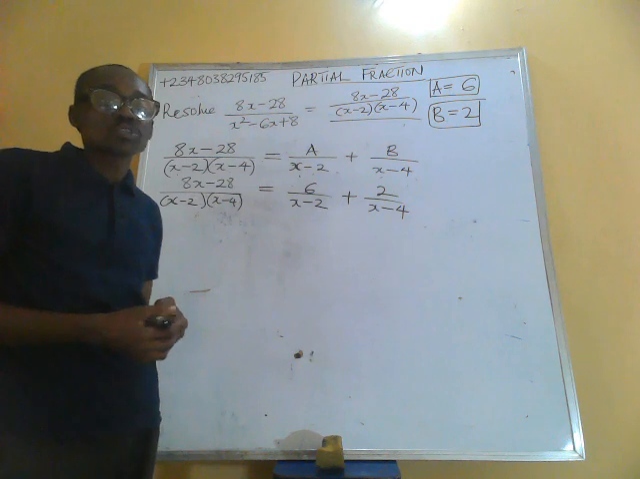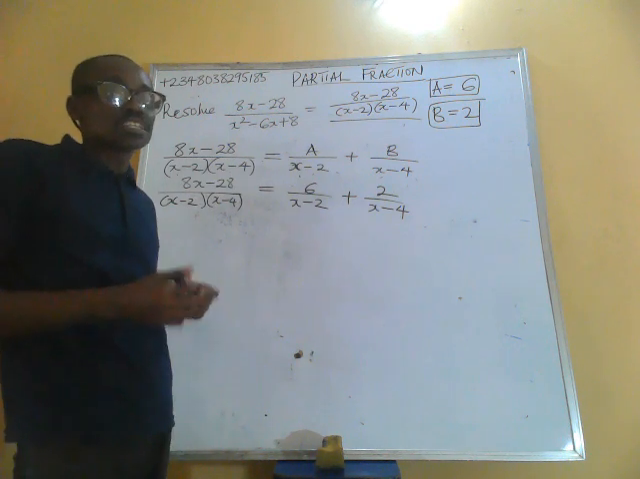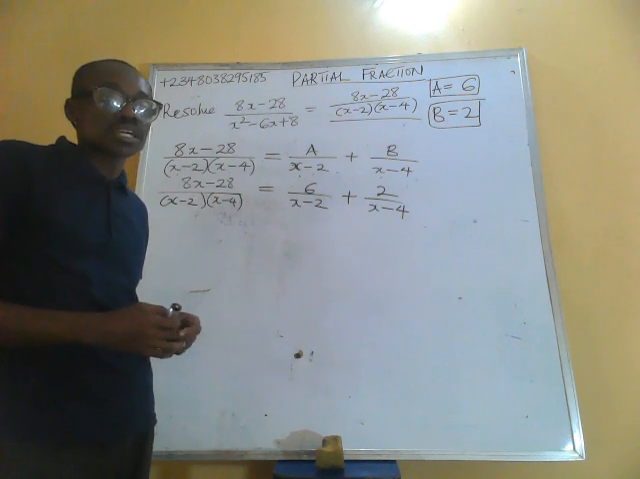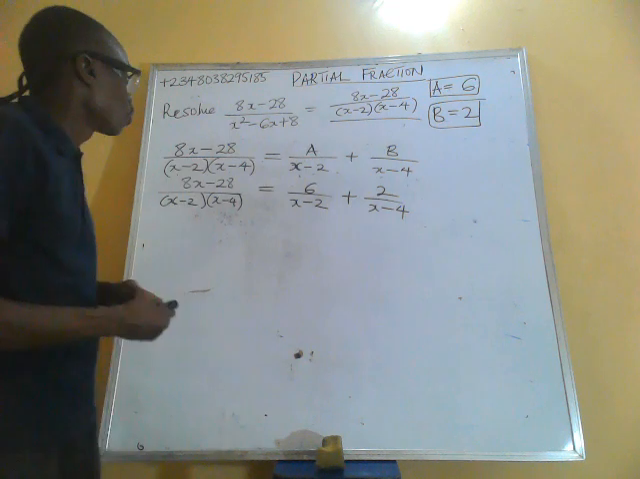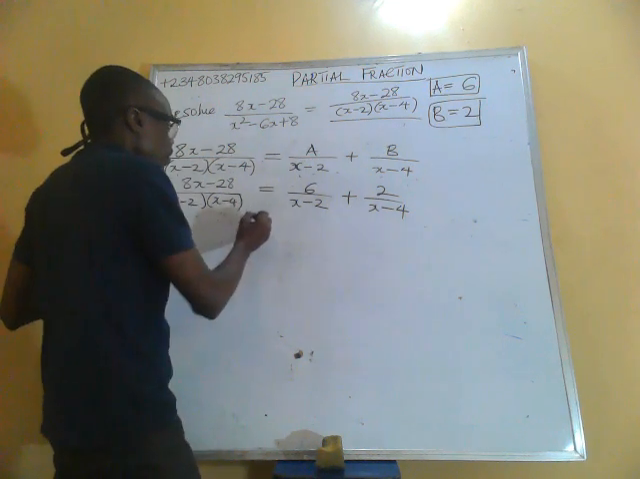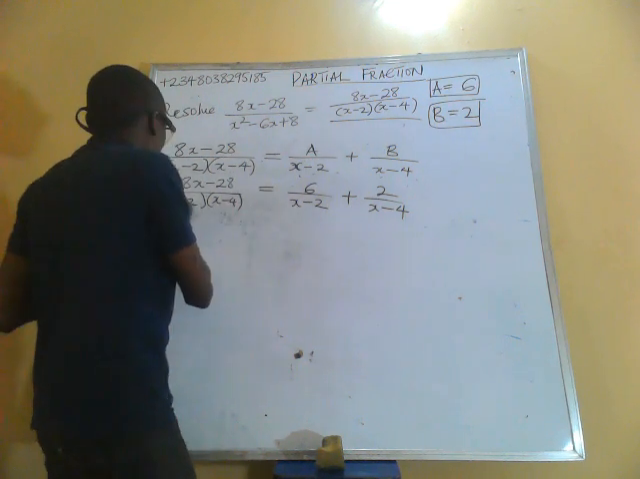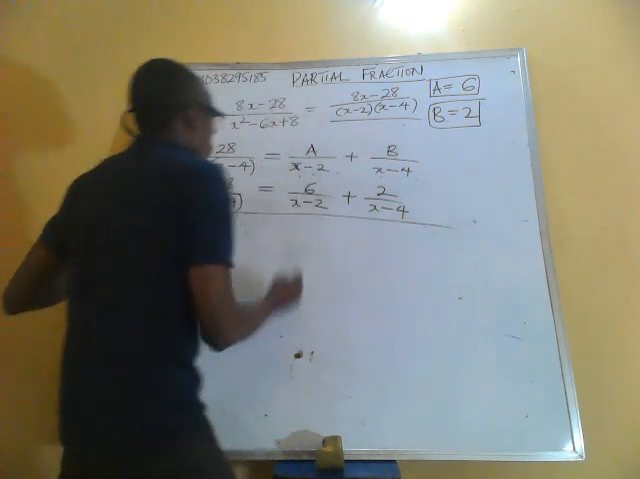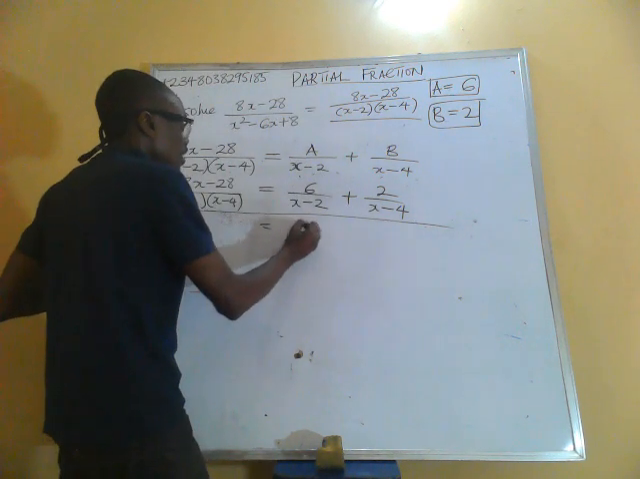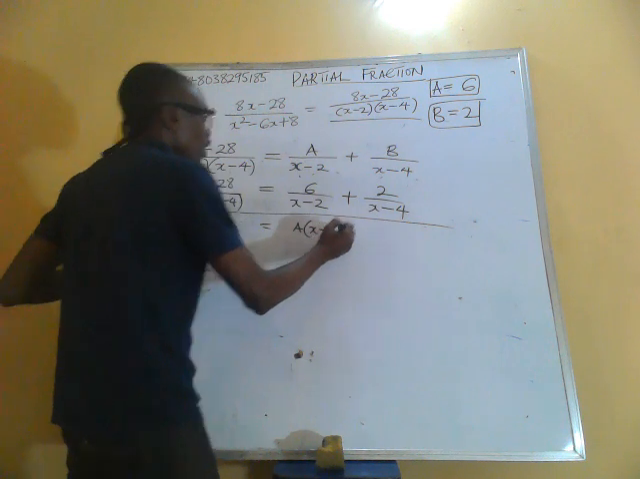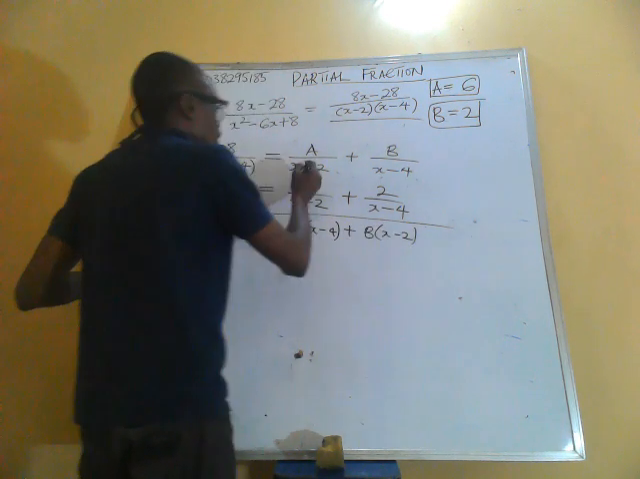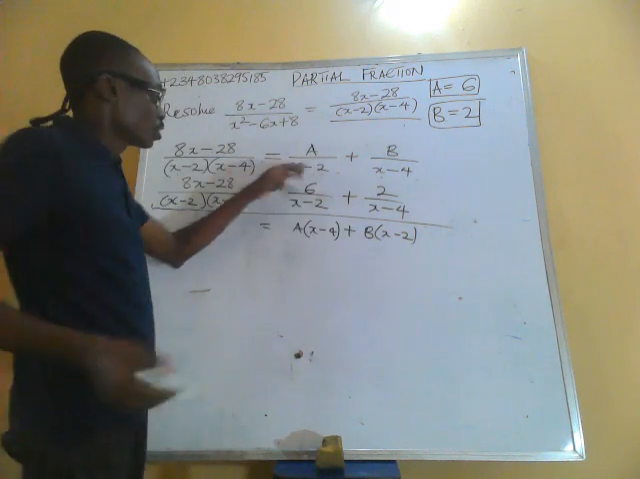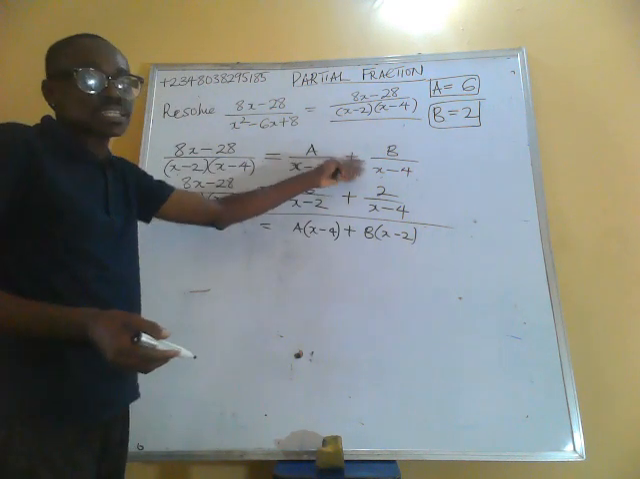But I promised you that I was going to show you an alternative way that we could use to solve for these coefficients, the constants a and b. So I'm going to show you that right now. So this is our partial fraction. Normally this is a into x minus 4 plus b into x minus 2. We've already done this before, as in using the LCM to expand this.